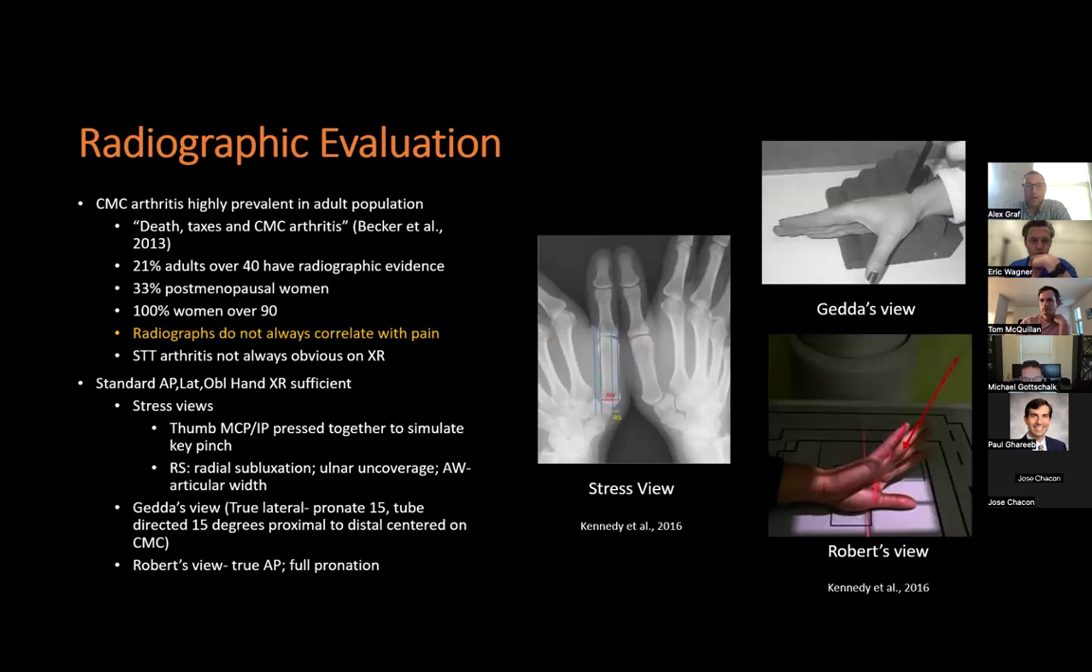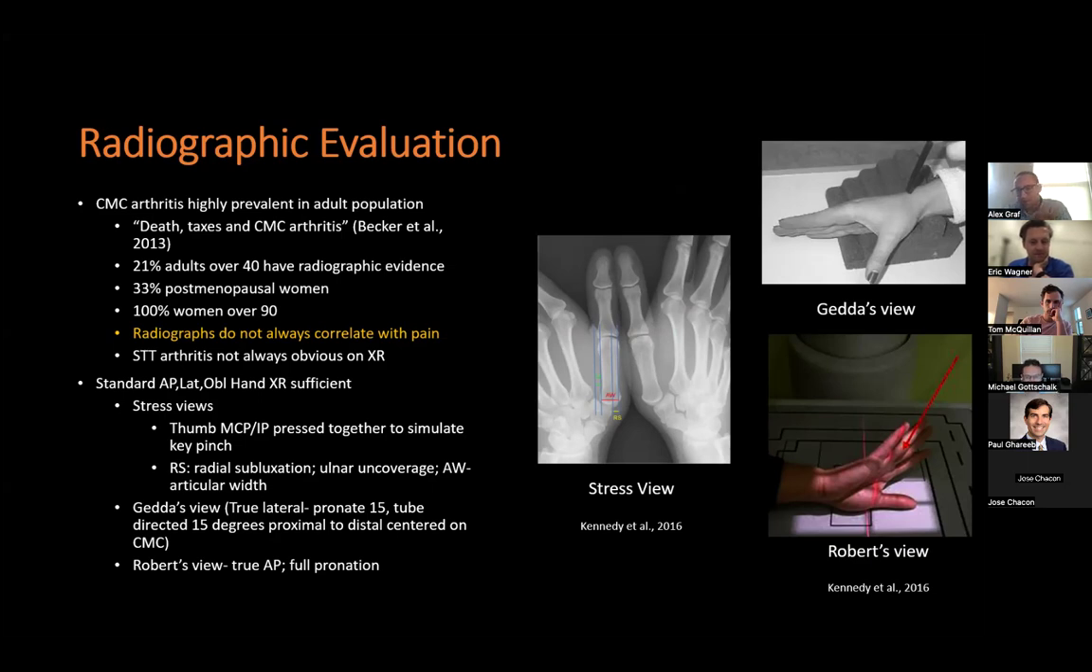When we look at radiographs, kind of like a partial thickness or degenerative rotator cuff tear, if we got x-rays of everyone's hands here over 40, there's going to be some arthritis there. And at the end of the day, you treat the patient, not the x-ray. In fact, a third of postmenopausal women have radiographic evidence of CMC arthritis, and everyone, if you live long enough, develops CMC arthritis. So death, taxes, and CMC arthritis are things you can count on. And these radiographs don't always correlate with pain. You treat the patient, not the x-ray.